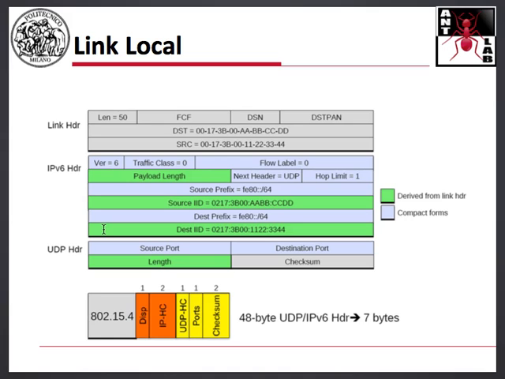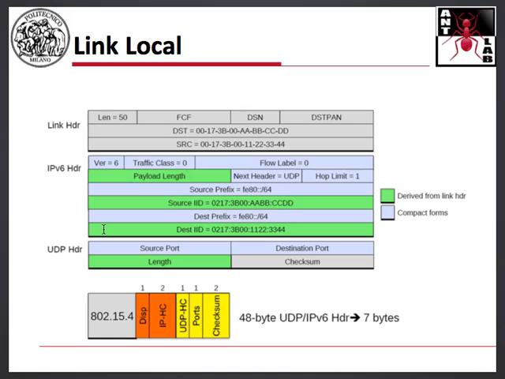Payload length is not there because it's derived from lower layers. The next header is a UDP one because it's a UDP communication. The hop limit is 1 because it's link local. The source prefix and destination prefix are all link local, so they can be elided. The source ID and destination ID can also be elided because it's link local, which means that you can use the medium access control addresses to reach your destination.